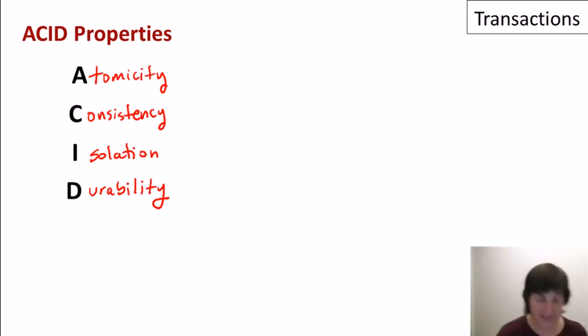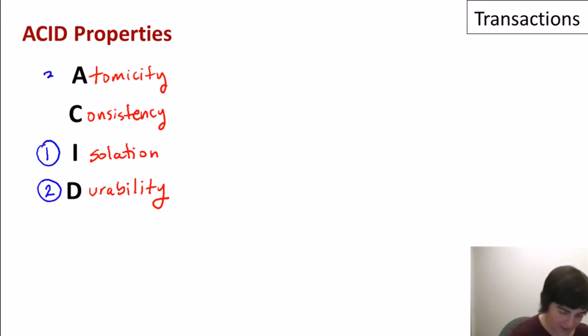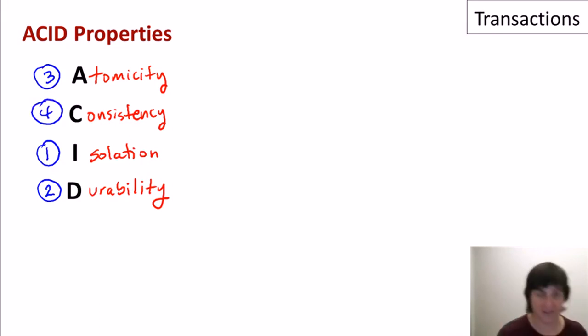And we're going to talk about each of these four properties in turn. We're going to talk about isolation first, we're going to talk about durability second, then we'll next talk about atomicity, and we'll conclude talking about consistency.